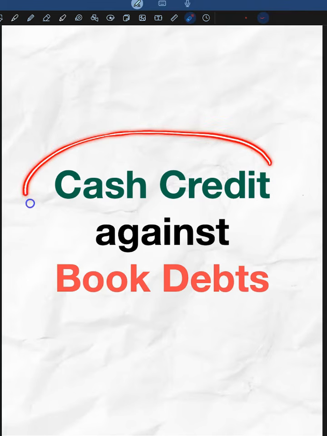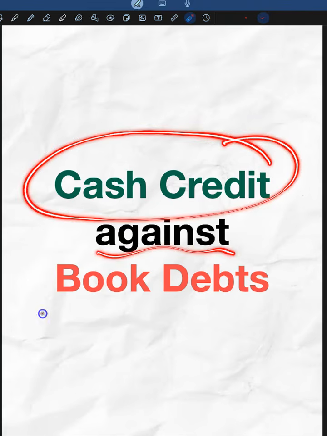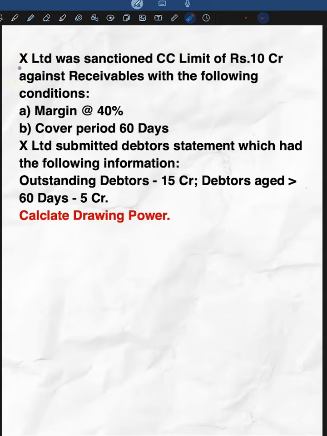Let's understand how banks give cash credit facility against book debts. Here is a small case. X Limited was sanctioned cash credit limit of 10 crore against receivables with the following condition, where the margin is stipulated at 40%, cover period as 60 days.